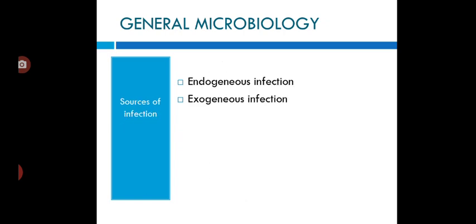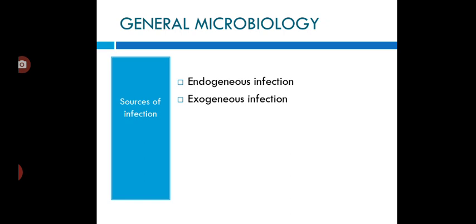Next, coming to the sources of infection. Infection occurs mainly from two sources, which are endogenous infection and exogenous infection. Endogenous infections are those which occur from inside, arising from an infectious agent that is already present in the body but previously asymptomatic.